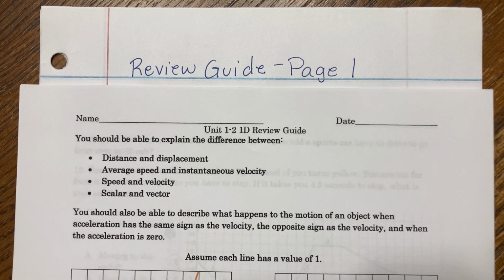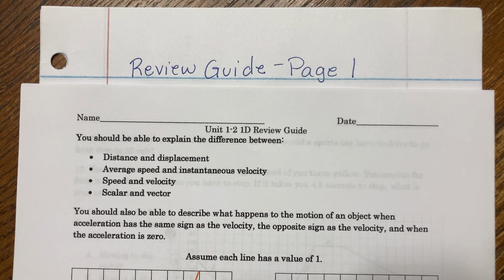Okay, so we are going to go over the one-dimensional review guide. I'm going to break this up into 3 sections, one for each page. So we're going to do page 1 first, and then I'll do videos for the other 2 also. So let's just kind of go over the top things for a second, the bullet points.